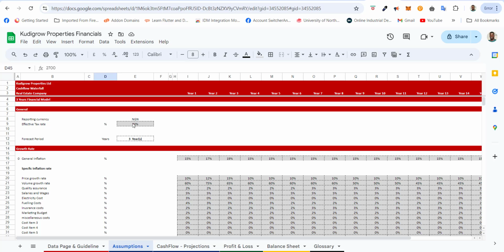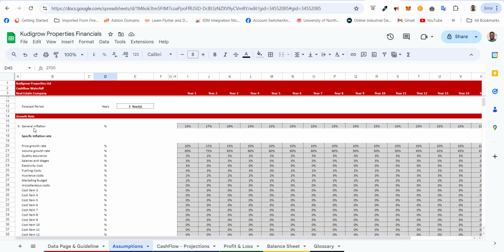All right, so then we have a forecast period. This is like a financial model. Aside from being the forecast, it also serves as recurrent financial documentation as well. So we can see right here the inflation rates. Effectively, the current year, which is year one, we have seen an increase of about 15% in inflation from last year to this year. So who knows what it's going to be over time.